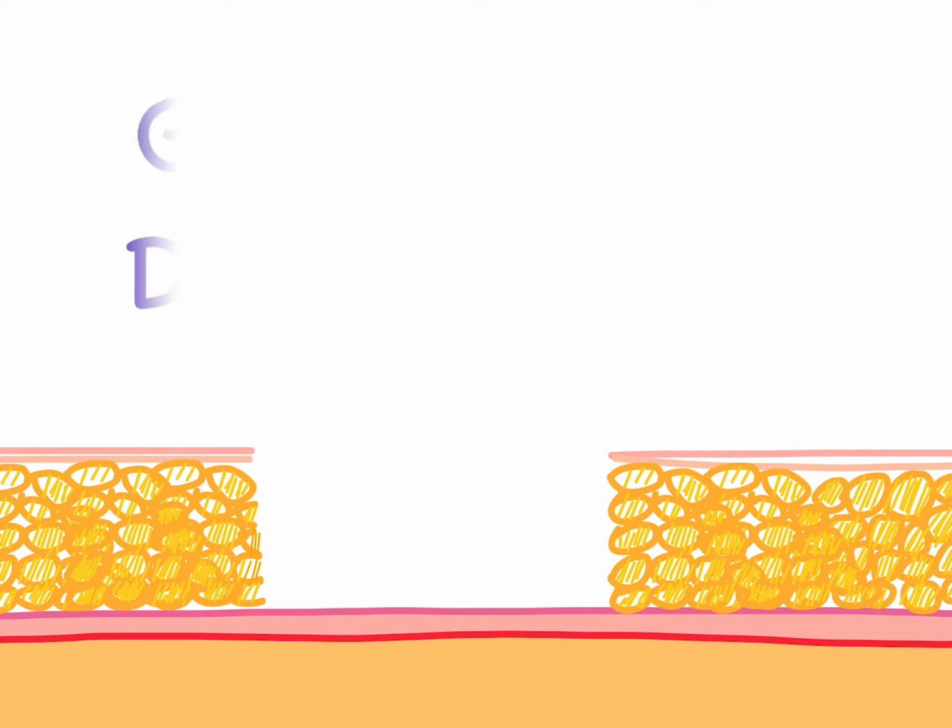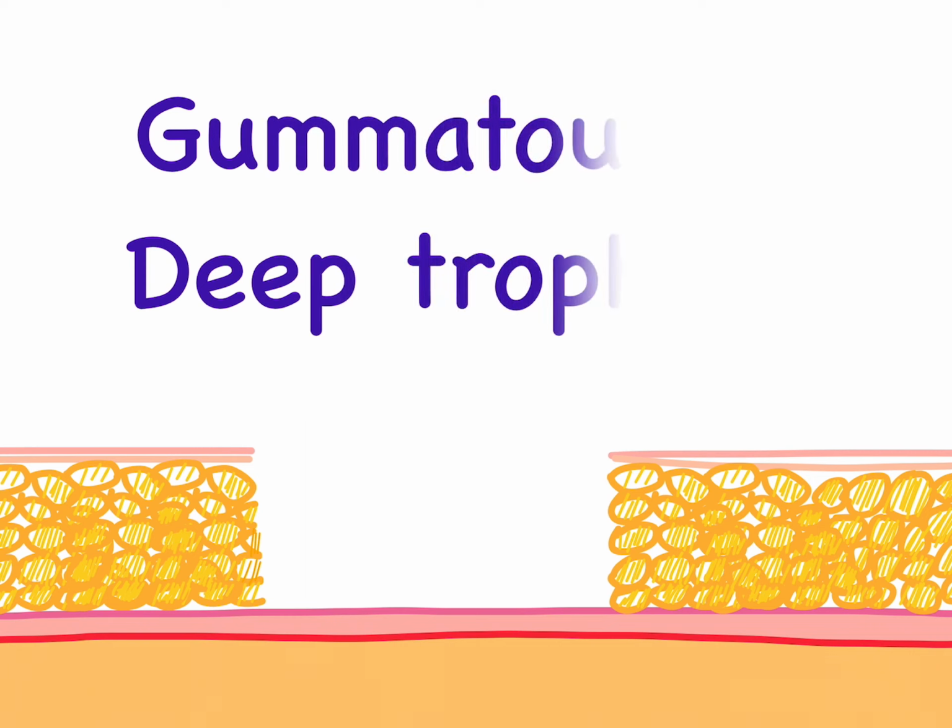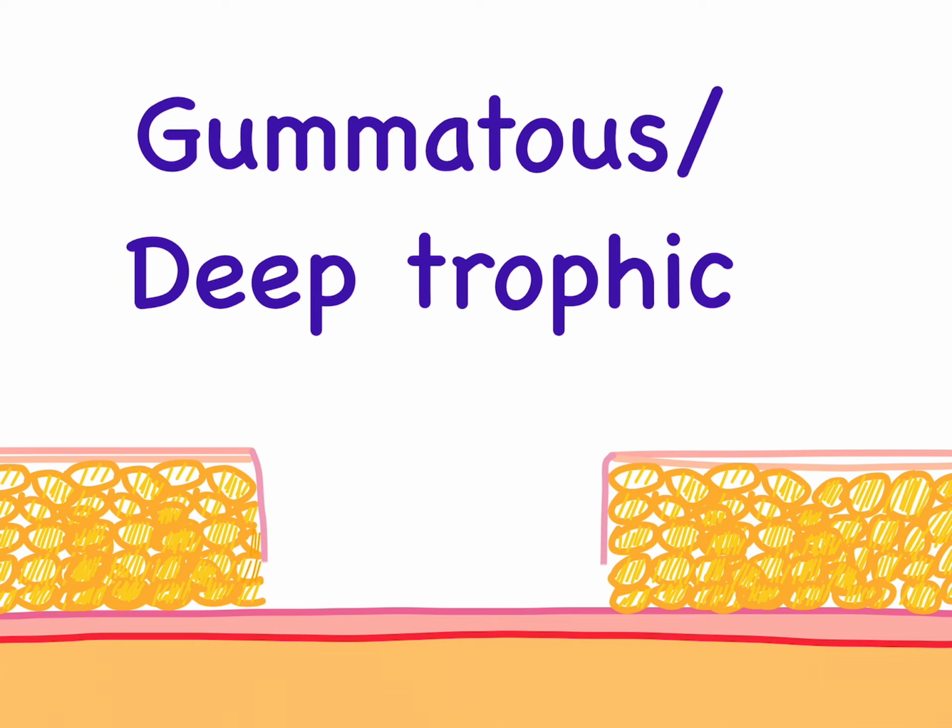In gummatous or deep trophic ulcer, we can see this punched out edge. As the name says, it looks like it has been cut with a punch, because the edge drops down at right angle to the skin surface. Thus, rather than spreading to surrounding tissue, it limits to the ulcer itself.